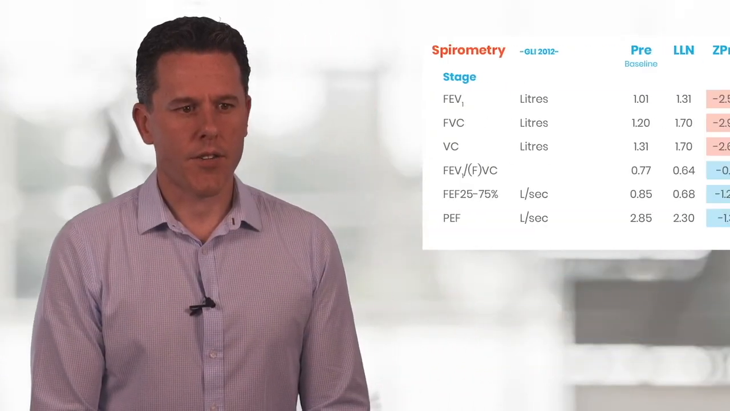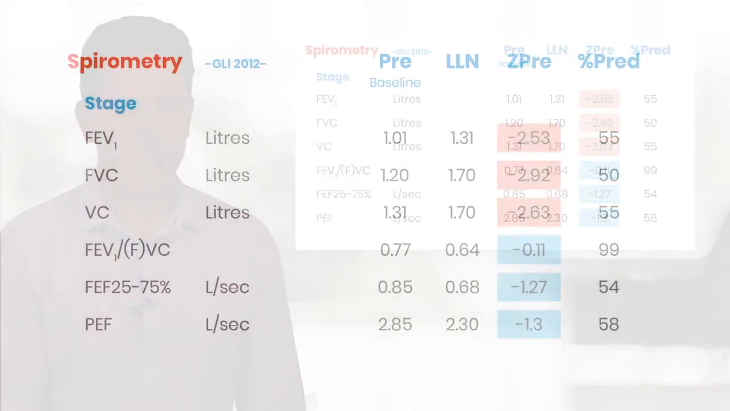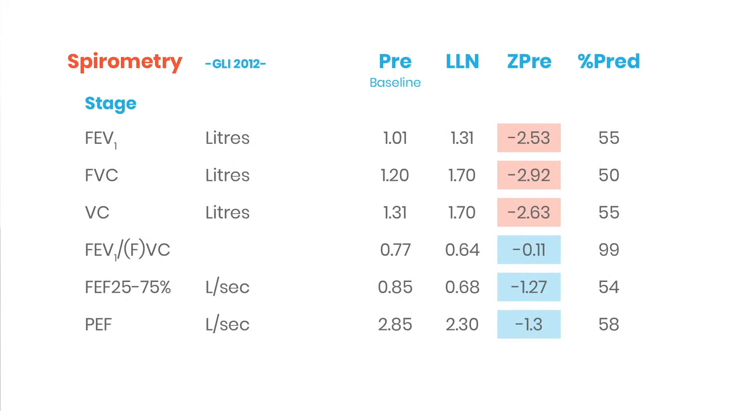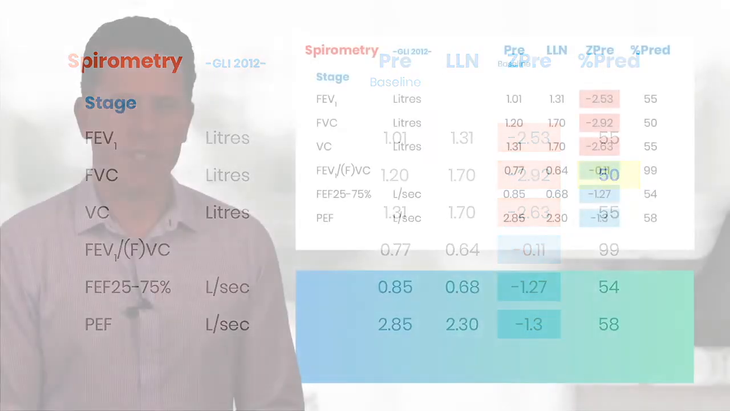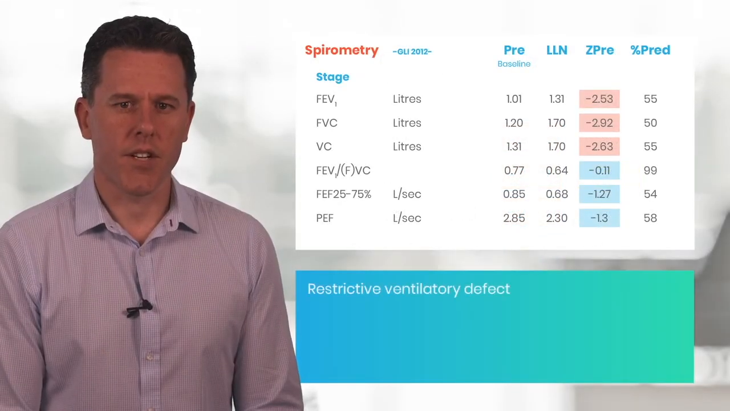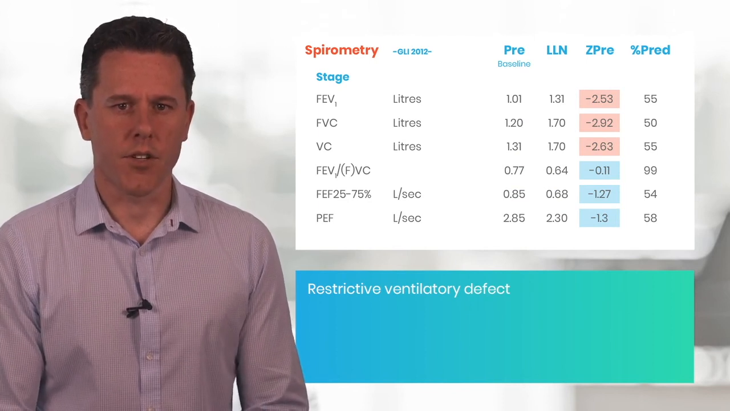Once again, if we go through the same process of looking at the FEV1 to FVC ratio, here we have the pre-baseline ratio as 0.77. So this patient does not have airflow obstruction. If we look at the forced vital capacity, it's 50% of predicted. So less than 80% is abnormal. So this person has a restrictive ventilatory defect. Essentially has reduced lung volume, small lungs.